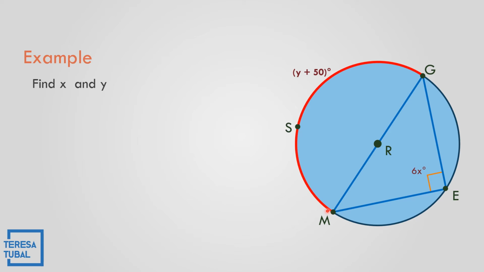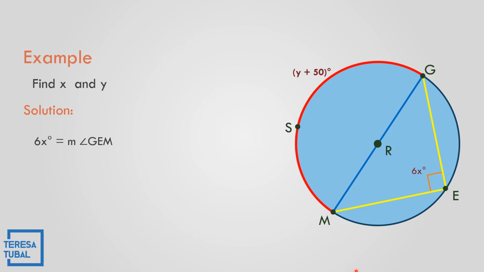So the arc MSG is equal to the quantity y plus 50 degrees, while the angle GEM is equal to 6x degrees. So let us solve for x. The solution: the angle GEM is equal to 90 degrees because that is a right angle. So 6x degrees is equal to the measure of the angle GEM, that is equal to 90 degrees. Then let us solve for x. We need to divide both sides by 6 degrees. 6x degrees divided by 6 degrees is x. 90 degrees divided by 6 degrees, the answer is equal to 18.